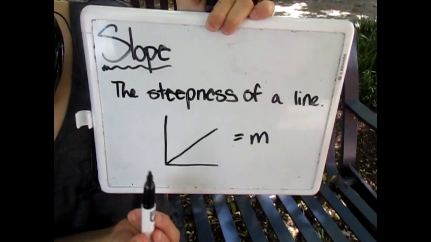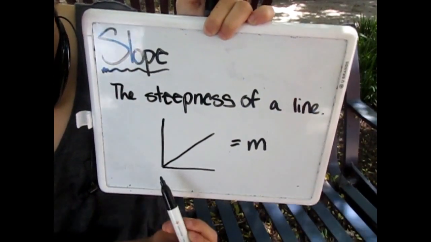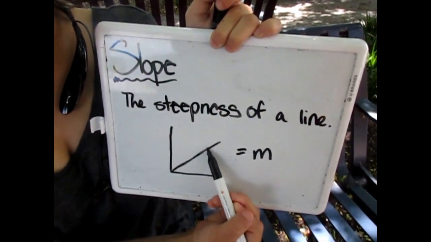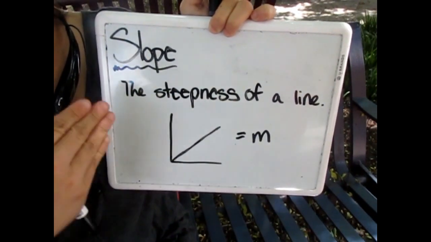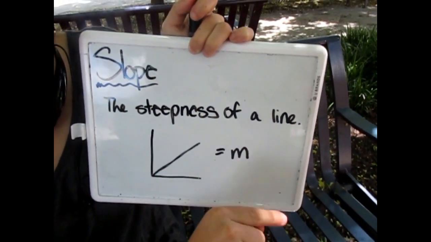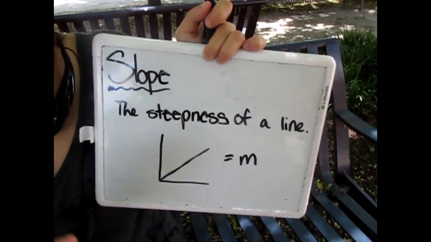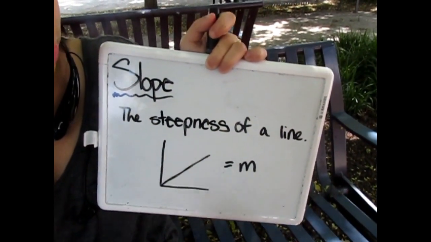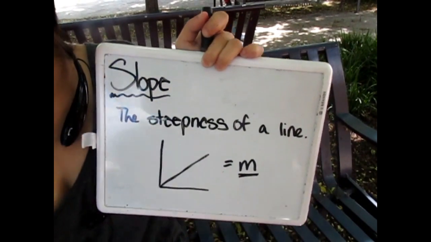The slope is the steepness of a line. As you can see here, this would have a positive slope, because going from left to right, the line just goes up. In variables and slope-intercept form, the variable used for slope would equal m.